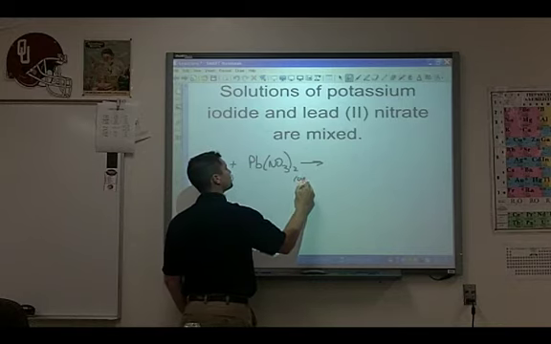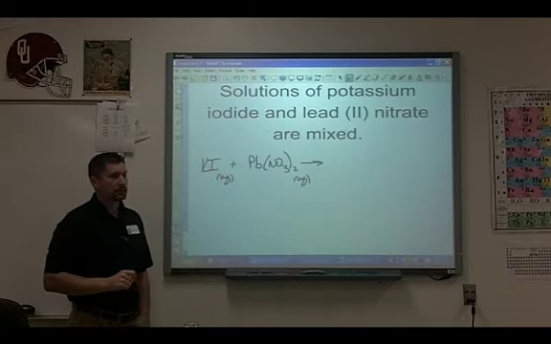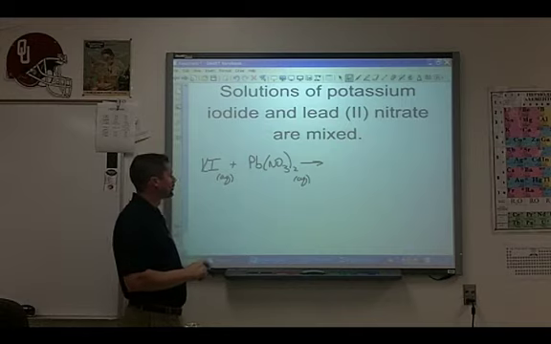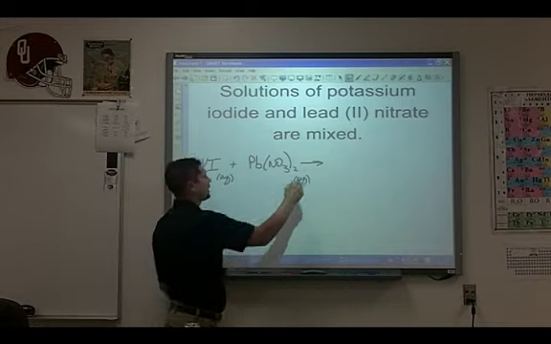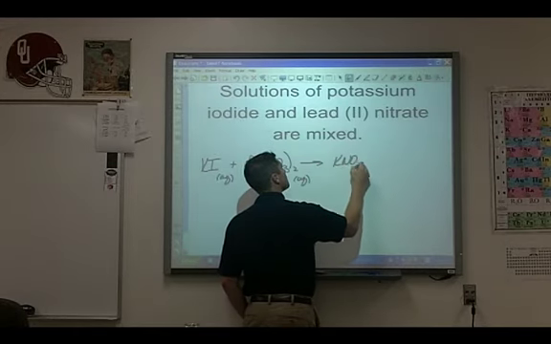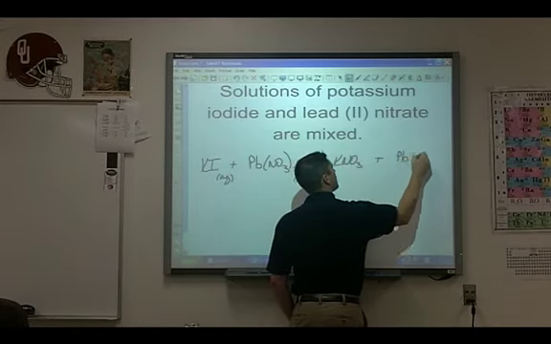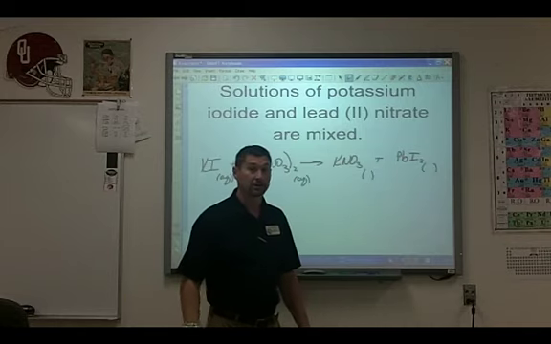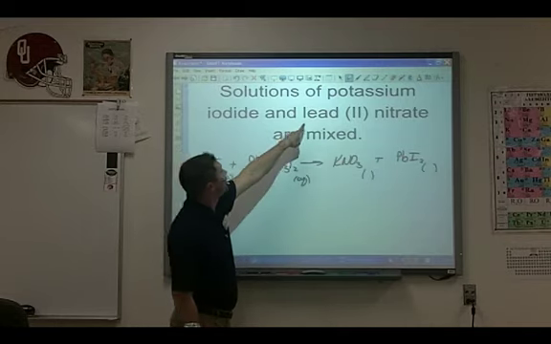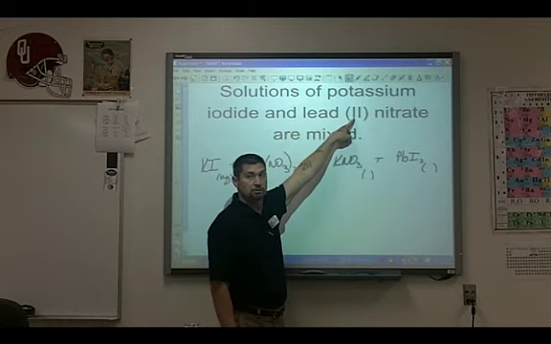Mm-hmm. Okay. Give me the right-hand side, Lucas. KNO3 and PbI2. PbI2. Where did we get that 2 from? Say it again. The 2. Because lead is +2.